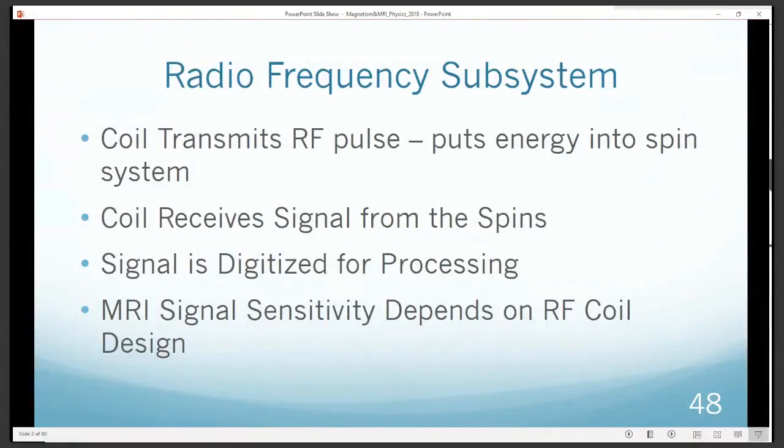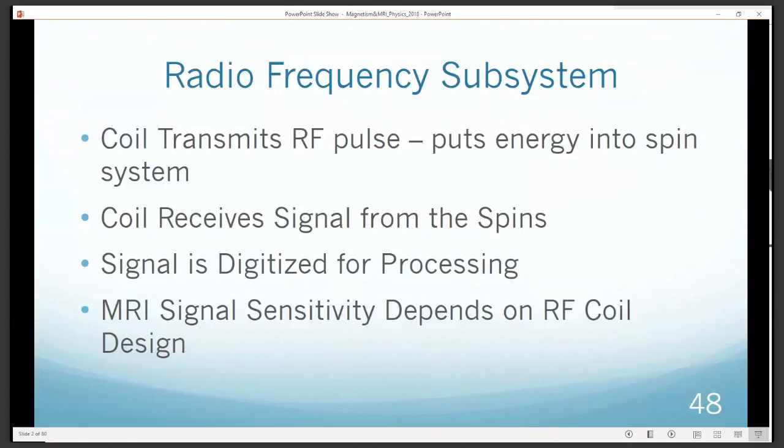The second major component next to the magnet is the radio frequency subsystem. It includes the coils which are used to transmit the excitation RF pulse and put energy into the spin system, and also the coils that receive the signal from the spins. Some coils are designed to do both these functions. Some coils just transmit or just receive. Once the signal is received, it is digitized using an analog digital converter for processing.